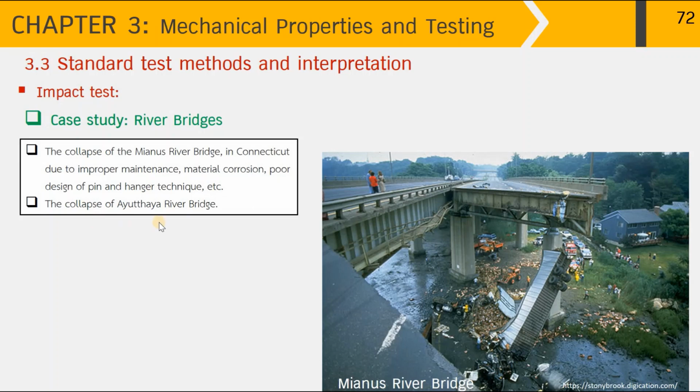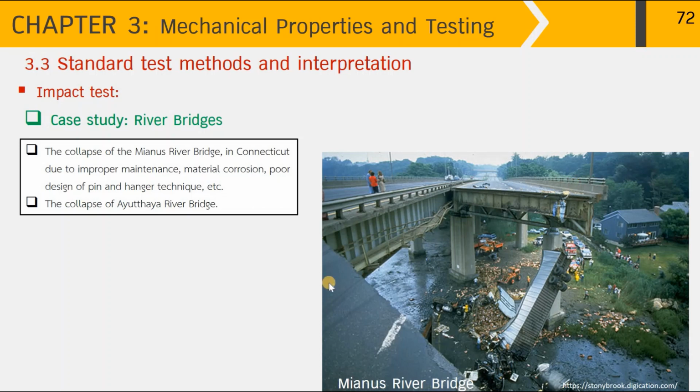This is another case study that happened on a river bridge. It is the collapse of the Mianus River Bridge in Connecticut, and it is thought to be due to improper maintenance, material corrosion, and poor design of the pin and hanger technique, for example. And by looking at the picture, you wouldn't want to be on the bridge at that time.